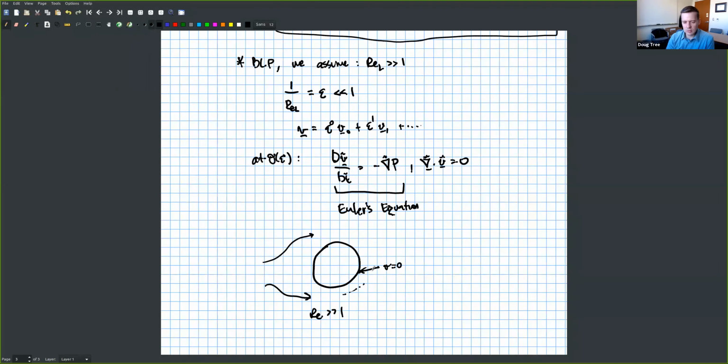Somehow there have to be two regions. There has to be a region out here where we can neglect the viscous forces, okay? But then there has to be some inner region in here where those viscous forces aren't 0 and they're important. And so that diffusion term is going to come into play. Does that make sense?